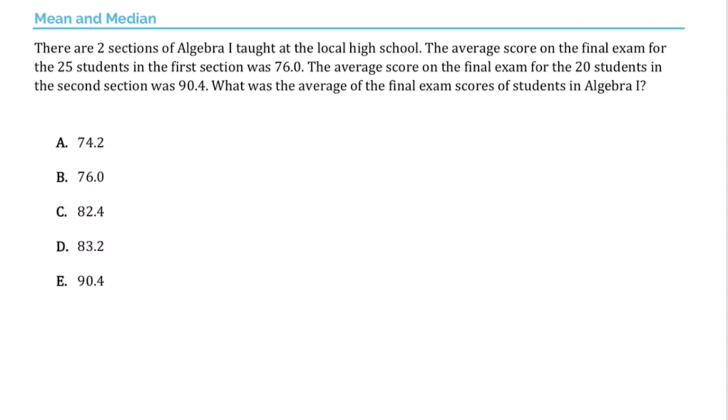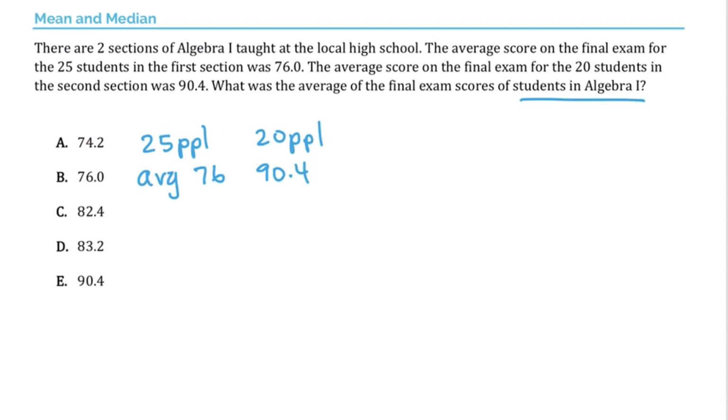Okay, so we have two sections of Algebra 1 taught at a local high school. The average score on the final exam for the 25 students in the first section was 76. Okay, so we have 25 people who have an average score of 76. Then we have the average score on the final exam for the 20 students in the second section. Okay, so then we have a class that has 20 people where the average is 90.4. What was the average of the final exam scores of the students in Algebra 1?